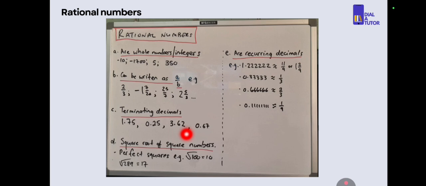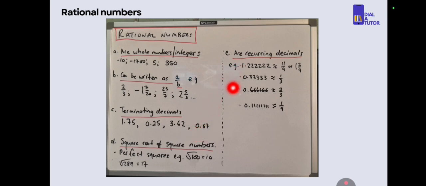For instance, you have the square root of 100. 100 is a square number, therefore that makes the square root of 100 a rational number. So if you see a sign saying the square root of 225, that's a rational number, because the square root of 225 will give you exactly 15.